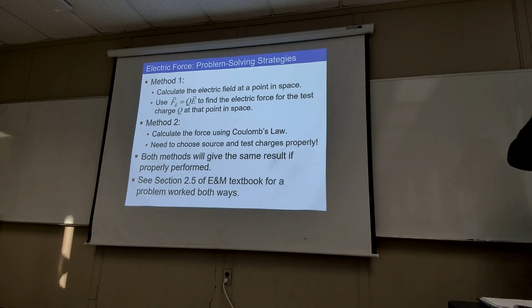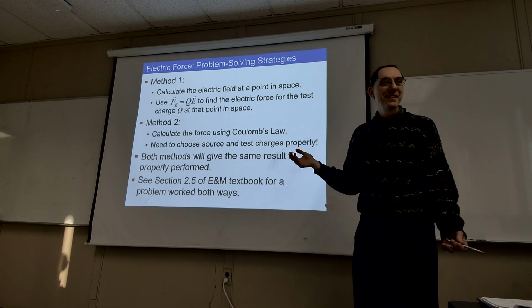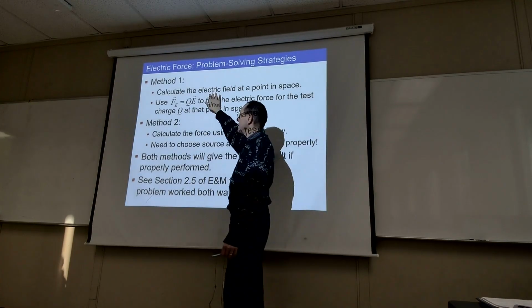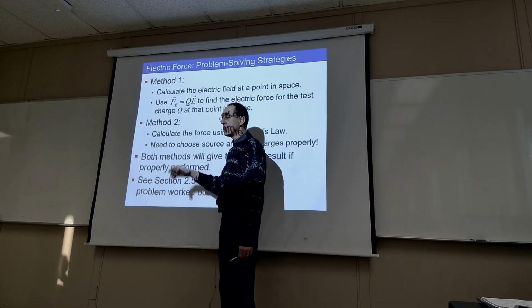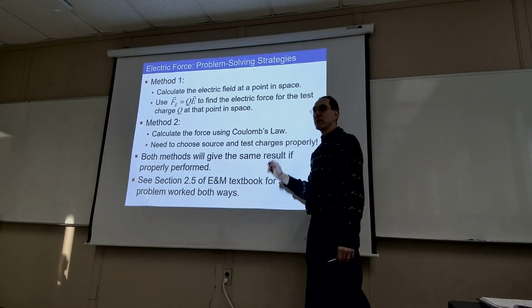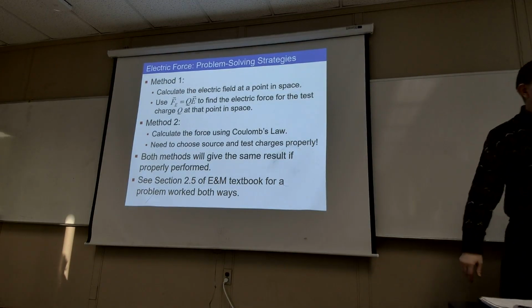Okay, sometimes students ask, well, how do I know which method to choose? You choose whichever one's easier, right? So if I already know the electric field, I can calculate the force straight away because I just multiply times Q. If I don't know the electric field, then maybe it's quicker just to use Coulomb's law. So whatever works for you.